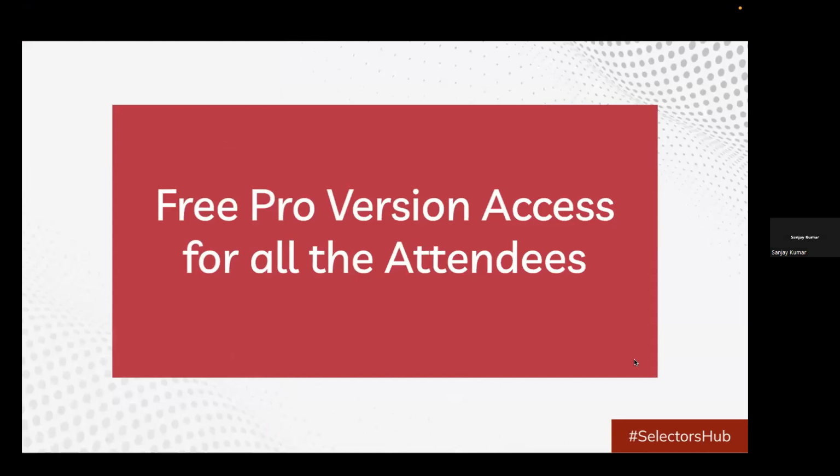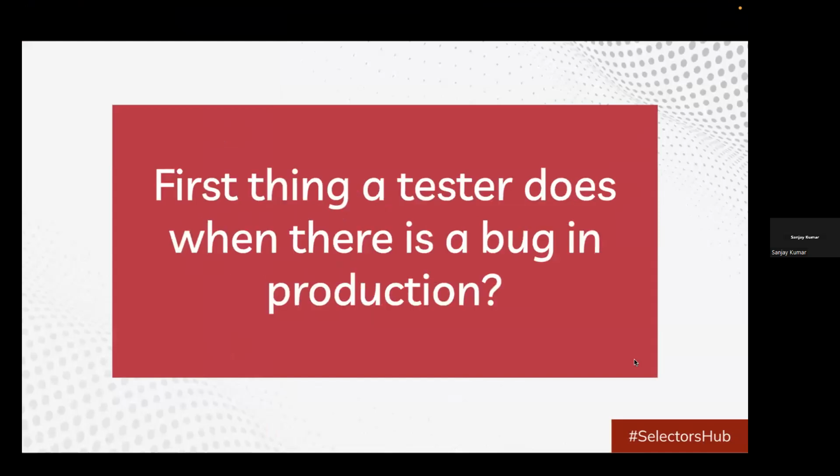So we have seen this Shadow DOM and all that. Now, what is the first thing a tester does whenever there is a bug in production? What do you guys do? Tell me the right thing, frankly. Replicate it in the lower environment.